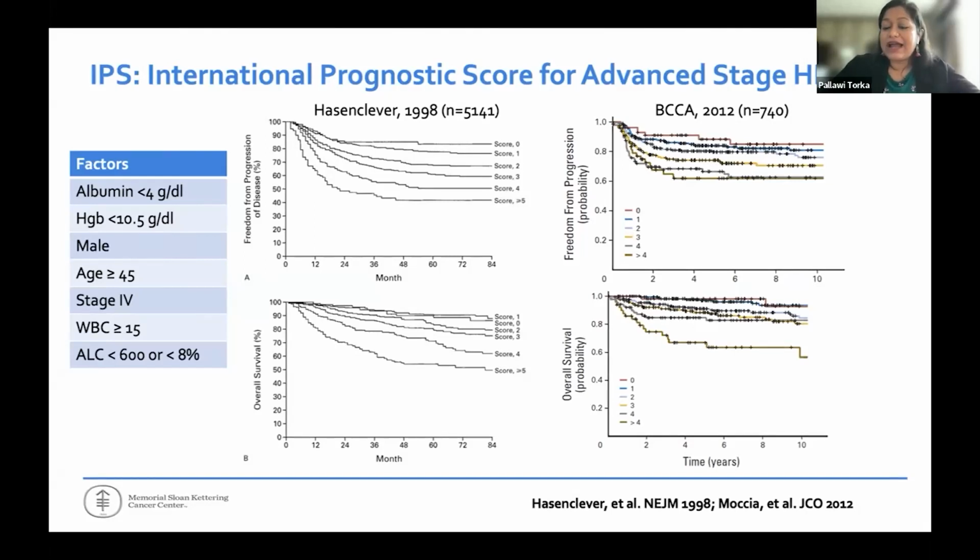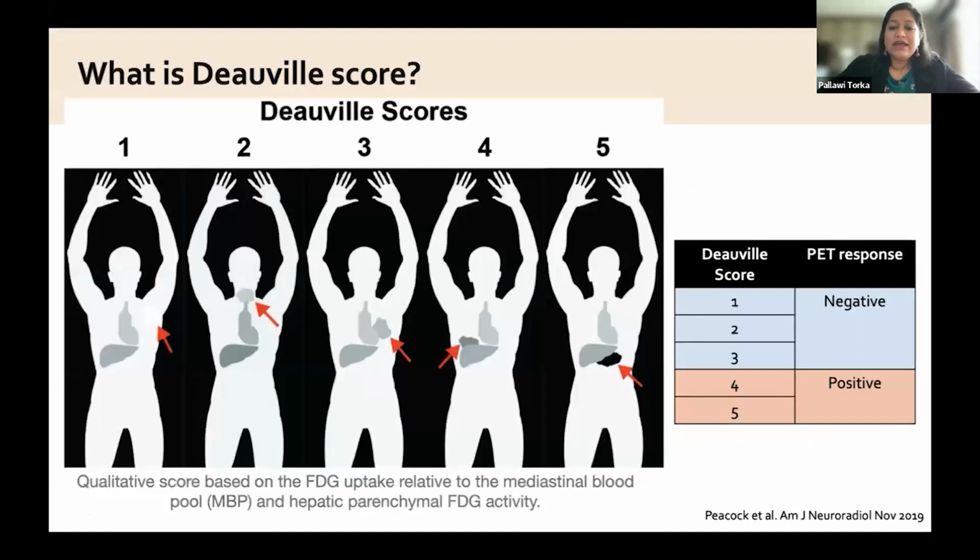And this was looked at in 2012. And as you can see, all the curves have migrated upwards, but it still looks like IPS can predict outcomes even in the modern era. So that's something that we use for risk stratification. And then the last thing that we use is the Deauville score. I'm sorry, the PET response.